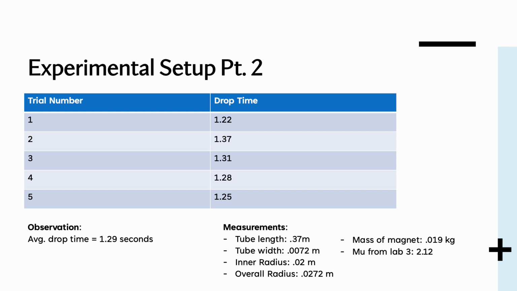This is the data for the 5 trials, and we found that the average drop time was 1.29 seconds. Furthermore, we have measurements for the geometry of our tubing, where we have tube length, tube width, inner radius, overall radius, the mass of the magnet, and the mu from lab 3.